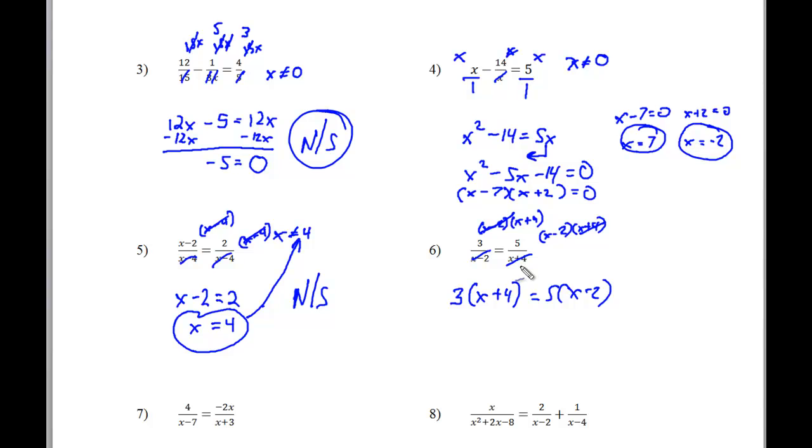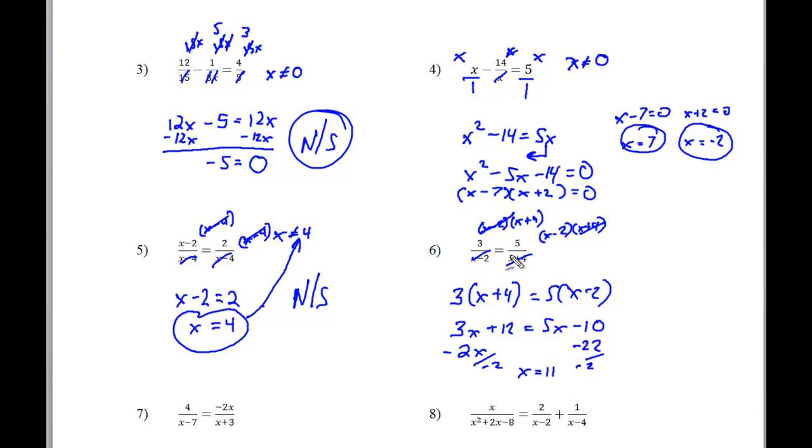Now for those of you talking about cross multiplication, you might have said, well, I'm doing the same thing with cross multiplying. But now you can actually see the algebra behind it. Cross multiplying is just another way of clearing the denominator. So let's distribute. So this is 3x plus 12 is equal to 5x minus 10. Moving the 5x over here is negative 2x. Moving the 12 over here is negative 22. Dividing both sides by negative 2, x is equal to positive 11. But let's see if that was a danger number.